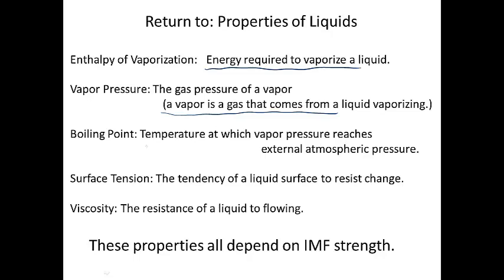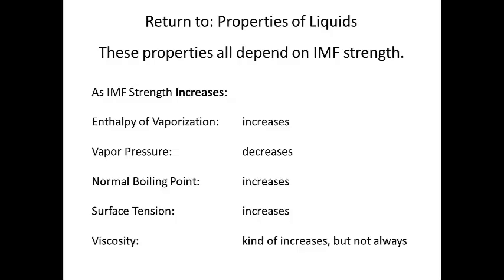Boiling point, the temperature at which the vapor pressure reaches external atmosphere. In this particular case, we're going to talk about normal boiling point because we can compare different compounds under the same conditions when we do that. And then there's surface tension, the tendency of a liquid to resist change, and also viscosity. So we're going to relate these different kinds of intermolecular forces to these different properties.